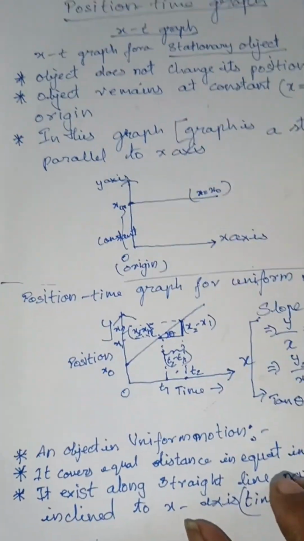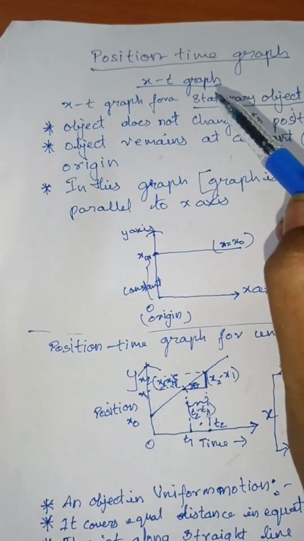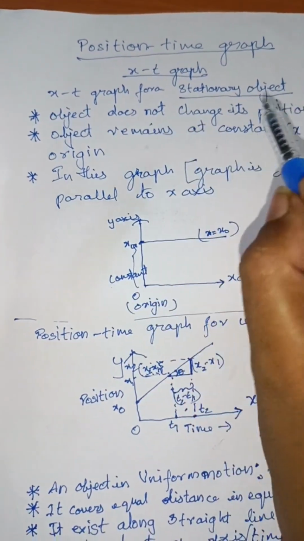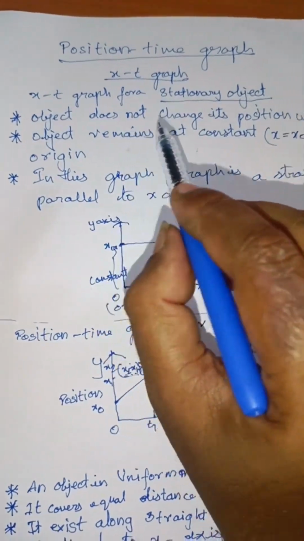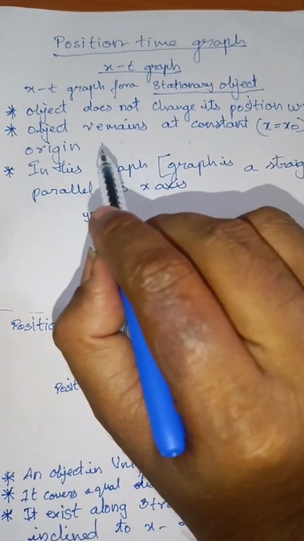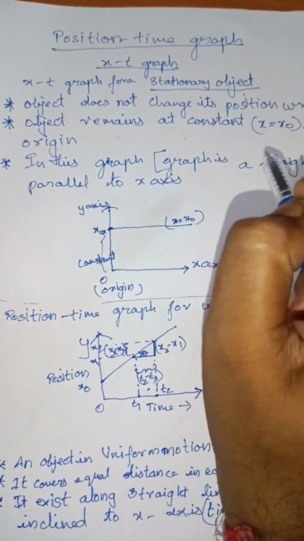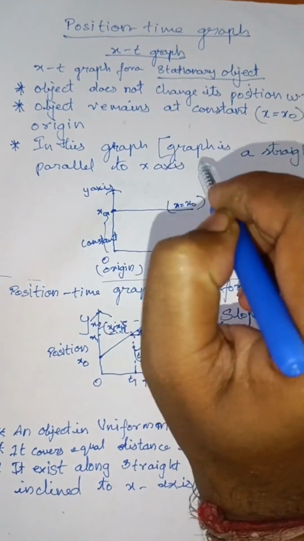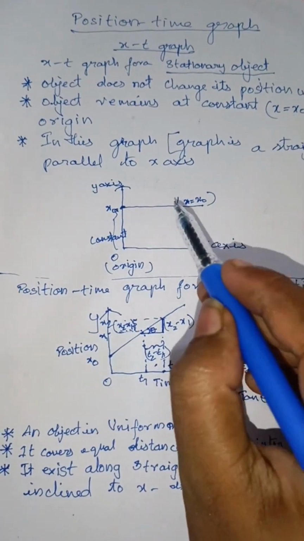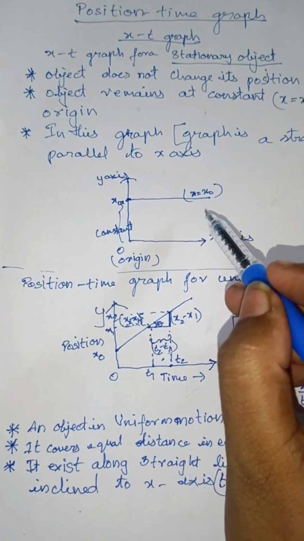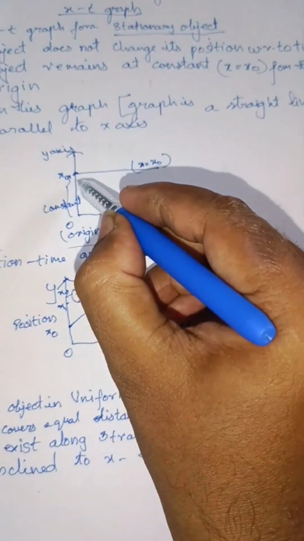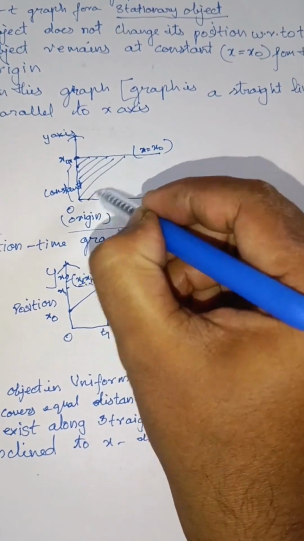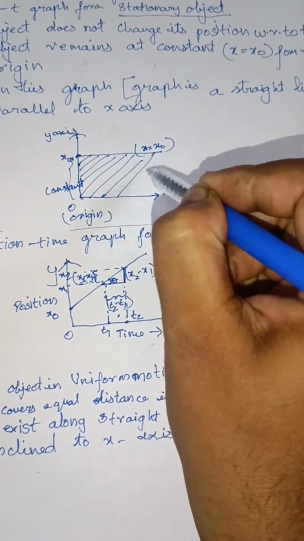So let us recap the points which you have studied already, that is the position time graph, xt graph. The xt graph for a stationary object: the object does not change its position with respect to time. The object remains at a constant x equal to x naught from the origin, and this graph is a straight line parallel to the x-axis. So this is the diagrammatic representation.